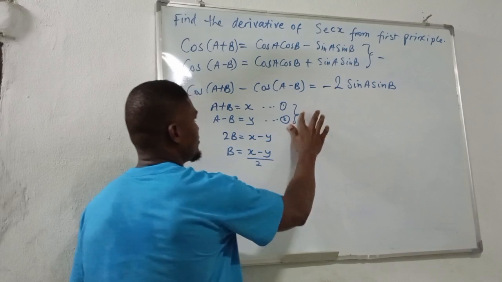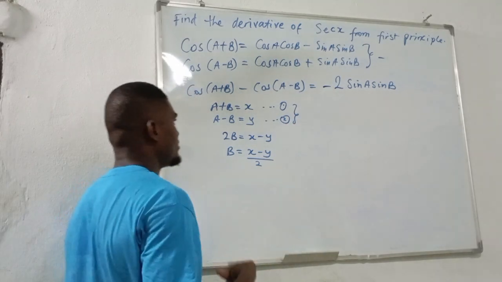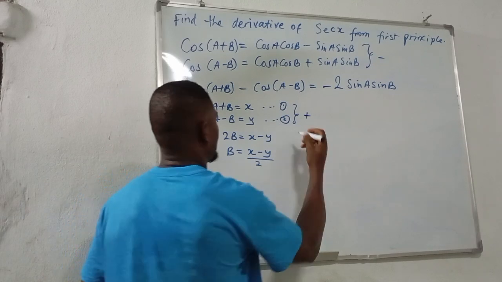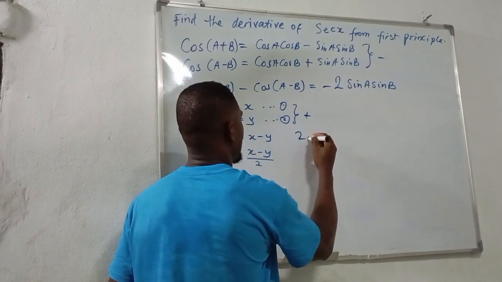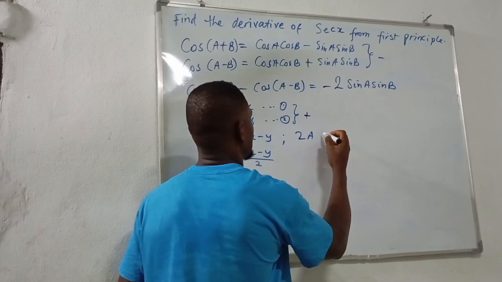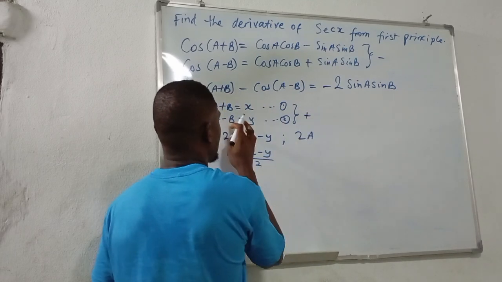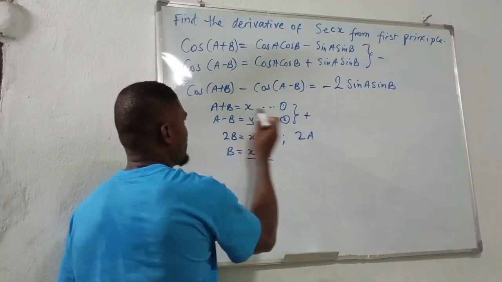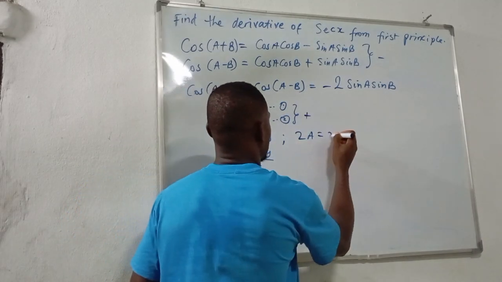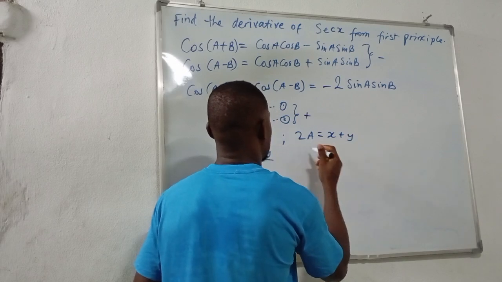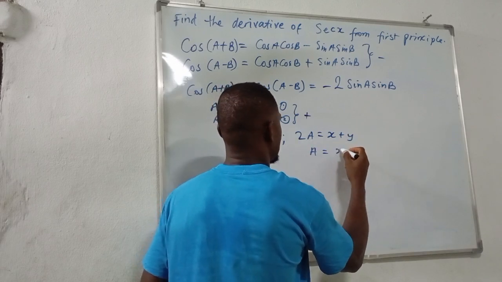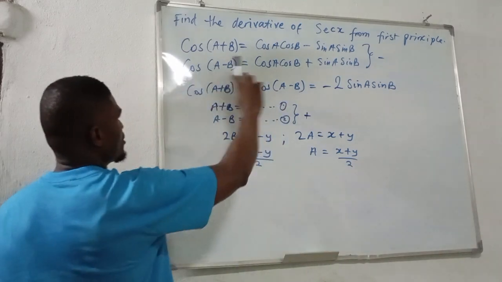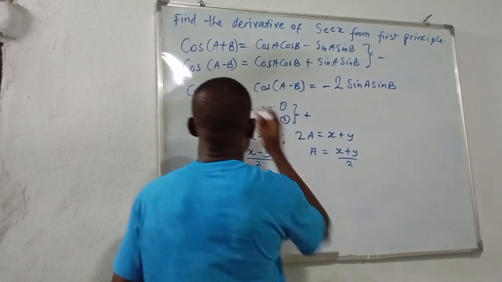Alright, so if I reverse the process and instead of subtracting I'm now adding, I'm going to have this plus this, which gives us 2A. This plus minus becomes minus, so B minus B is gone. Then we have X plus Y, and we divide both sides by 2. We have that A is (X plus Y) divided by 2. Now let me box this up.